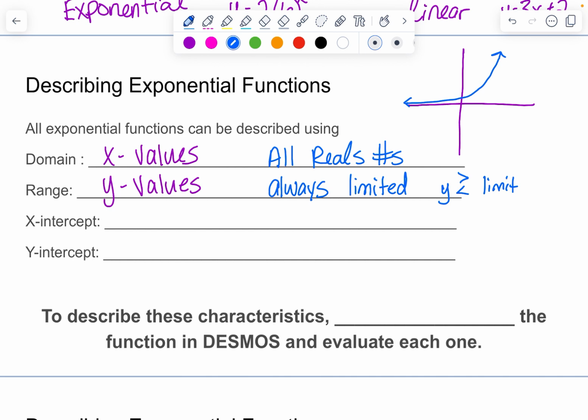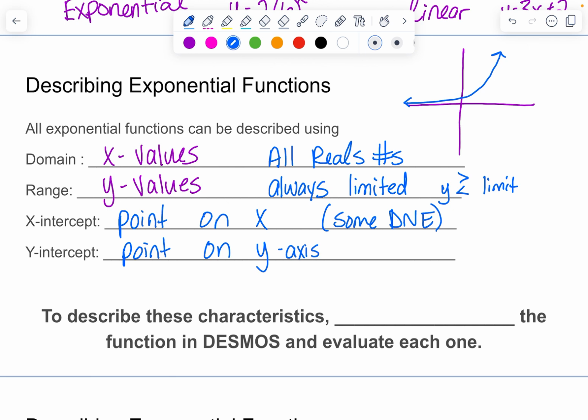We already know an x-intercept is a point on the x-axis. A lot of them don't have one. So sometimes that will not exist. And then a y-intercept, of course, is a point on the y-axis. They're all going to have one of those. And so to be able to identify this stuff, to be able to describe this stuff, we're just going to graph the function in Desmos and evaluate each one from that.